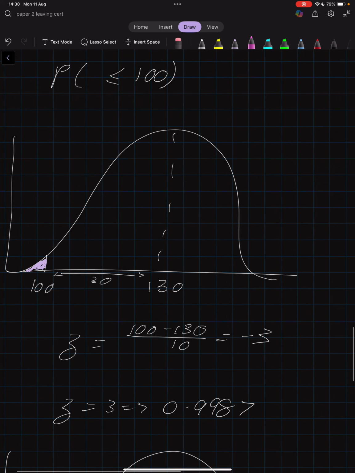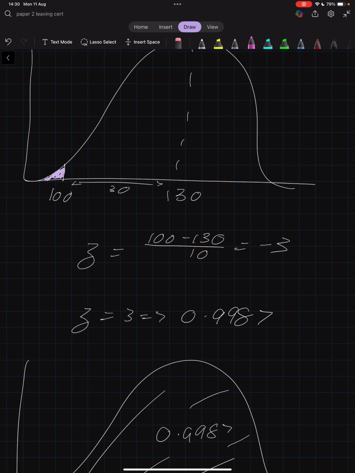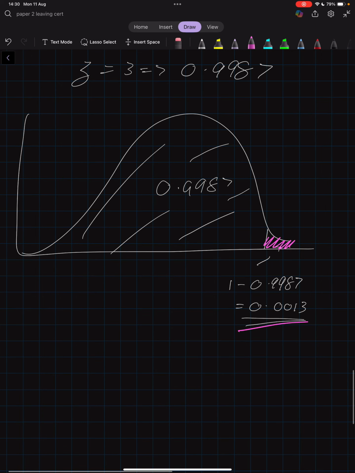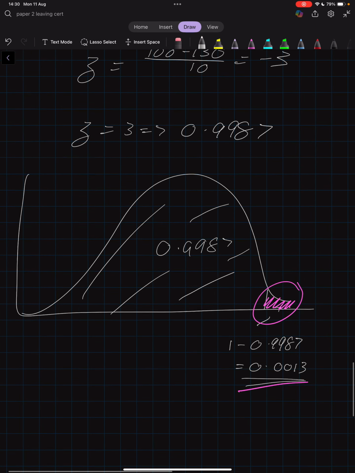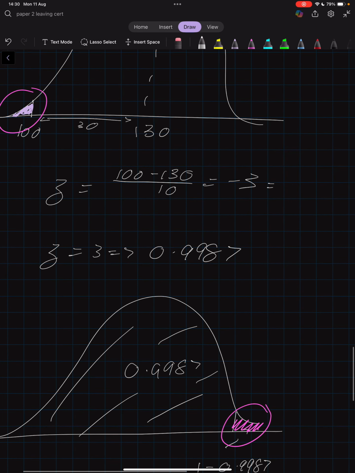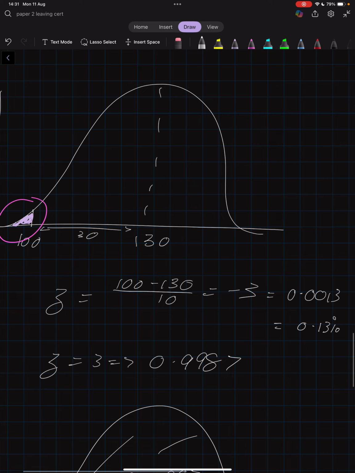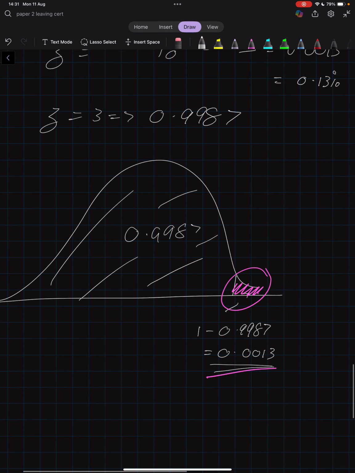Now I can just do the exact same thing and say, well, minus 3, it's just flipped. So this area and this area are the same. And therefore, a z of minus 3 would also give me a 0.0013 chance of happening, which is 0.13%. Okay? So you can also just do the minus of it. So just be careful of that.